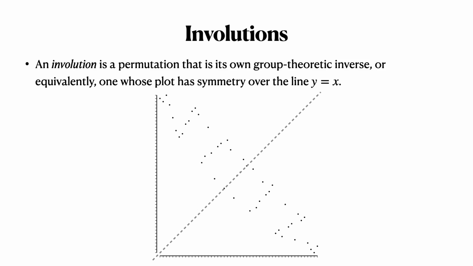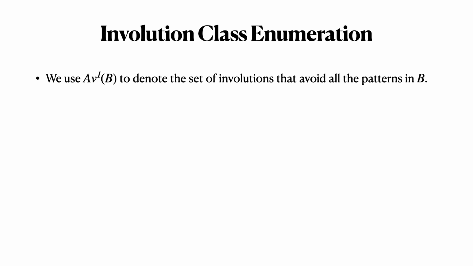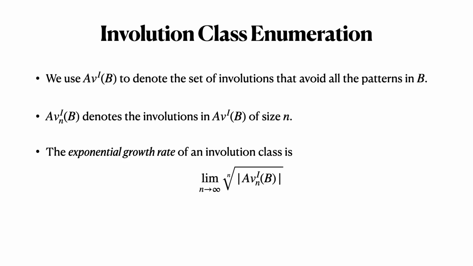An involution is a permutation that has reflective symmetry over the diagonal y equals x. We will consider sets of involutions that avoid specified patterns. We use this notation, and we use the subscript n to denote those involutions of size n. This allows us to define the exponential growth rate of an involution class in the same way that we do for permutation classes. The most important question to ask whenever you see a limit is, does it exist?